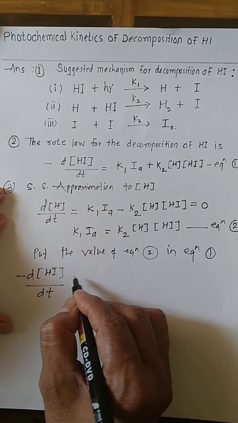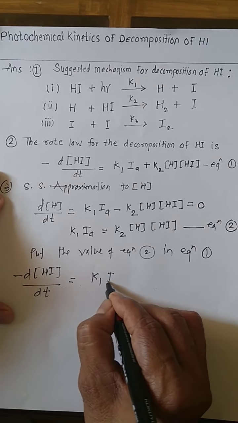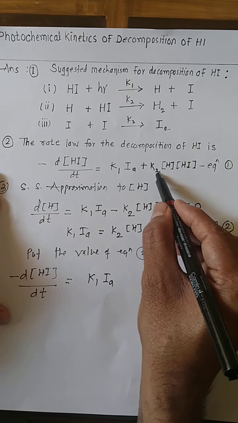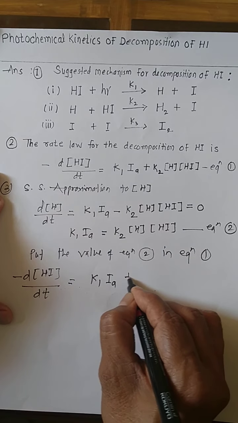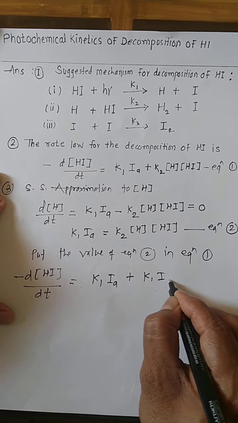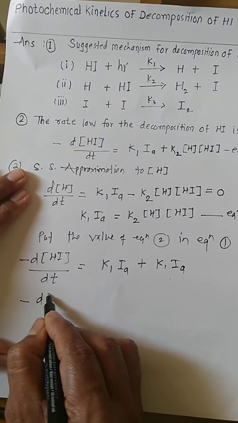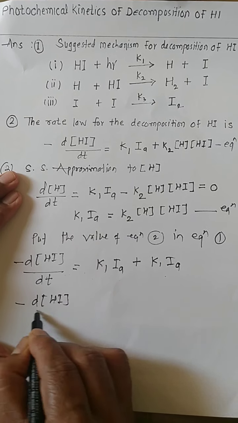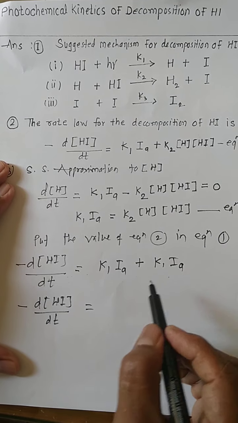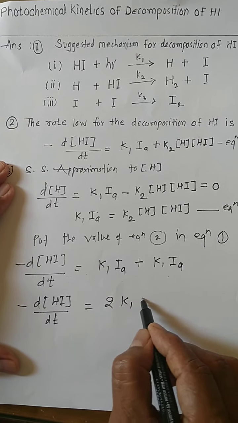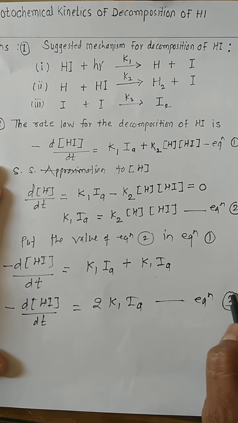the rate of decomposition of HI is equal to K1 IA, and instead of K2 [H][HI], you write K1 IA, plus K1 IA. Now the rate of decomposition of HI is equal to the sum of this, we get here 2 K1 intensity absorbed, labeled equation 3.